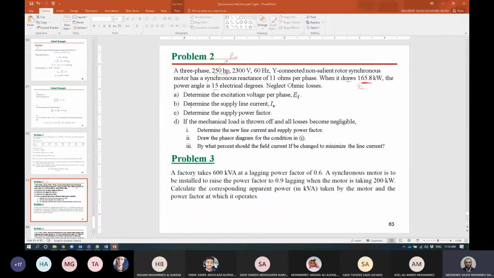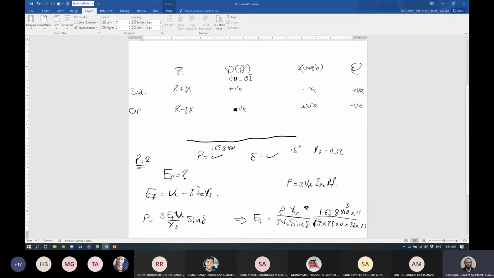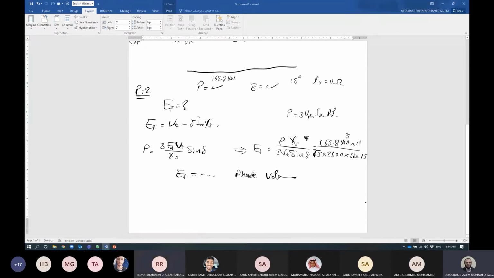We can use the relation EF equals VT minus JXS times I. Here we need to calculate the current. So we can say IA equals VT minus EF over JXS. Here we have to use the angle sign. Right or wrong? Yes.